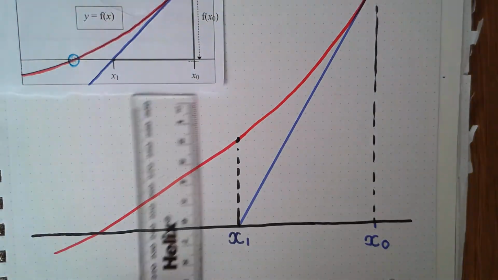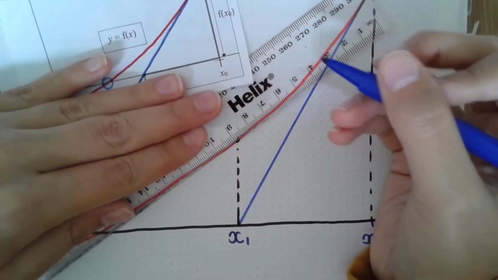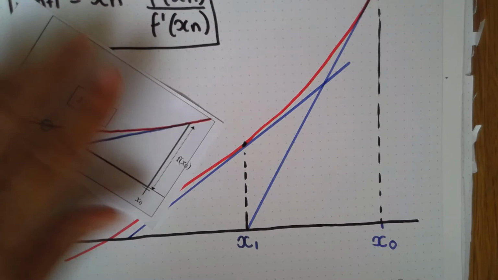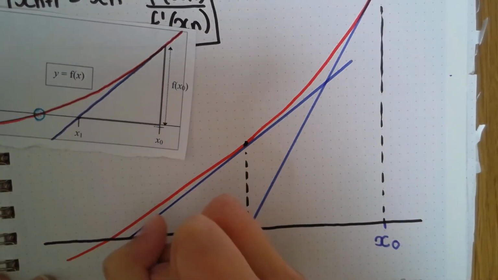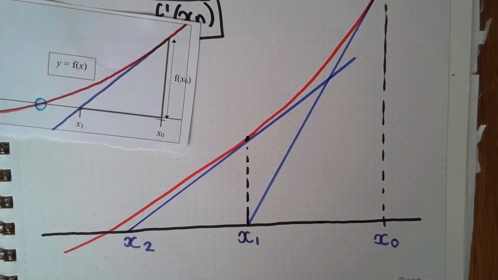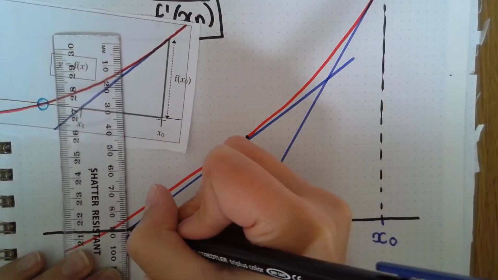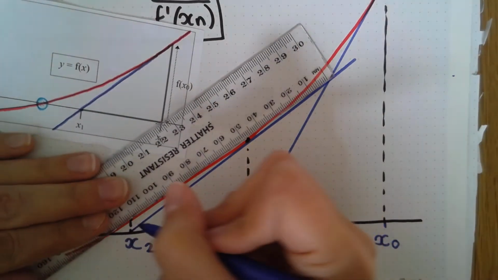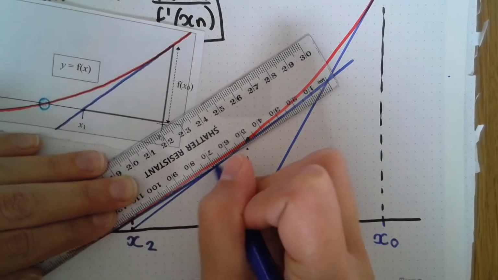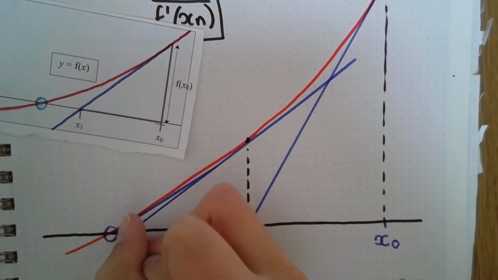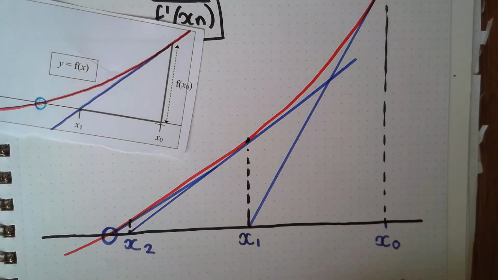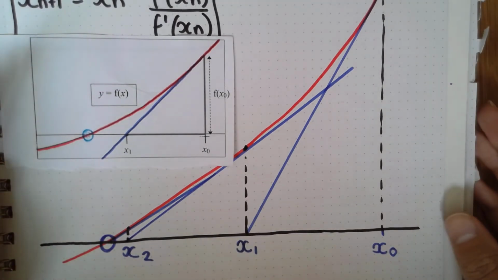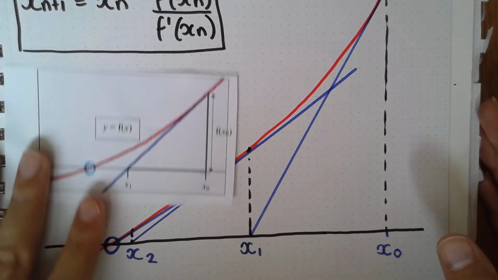So we draw a tangent here. This point is x2, and then the same again, until we can approximate this solution to the degree of accuracy that we're asked for, or a suitable degree of accuracy. So that's the process that Newton Raphson uses.